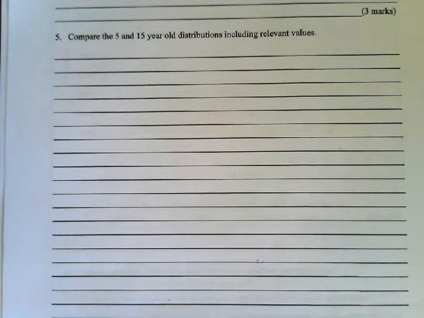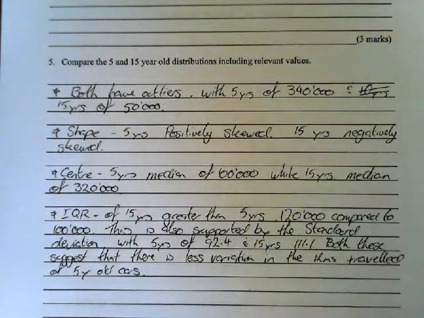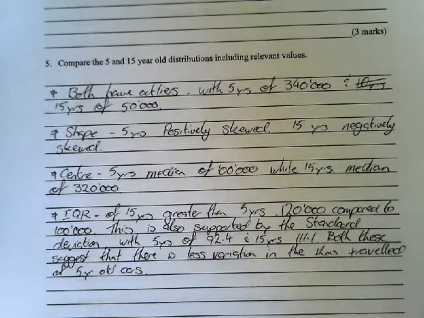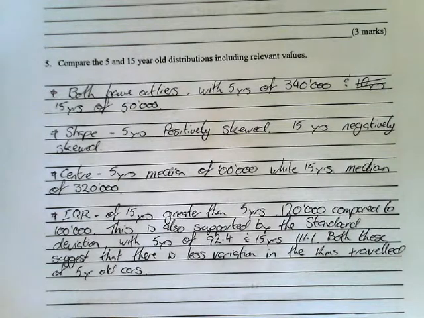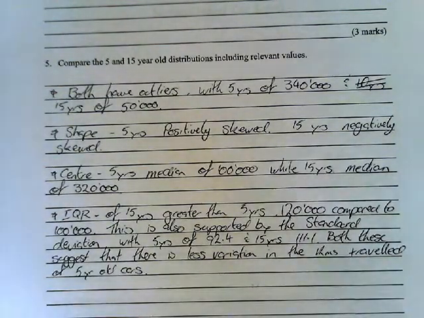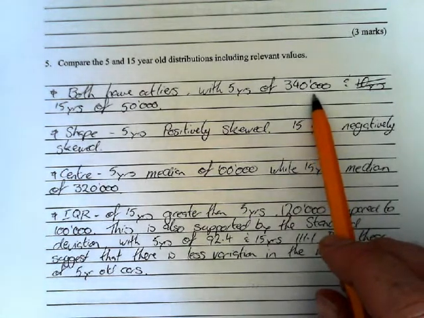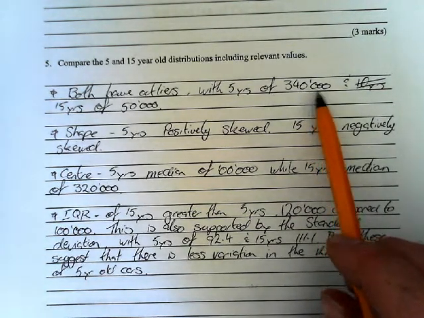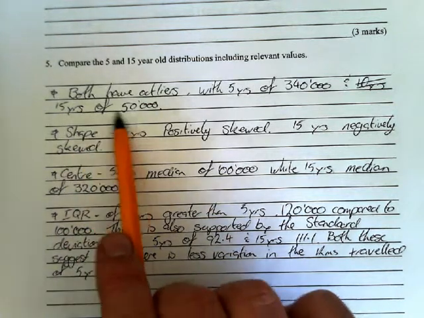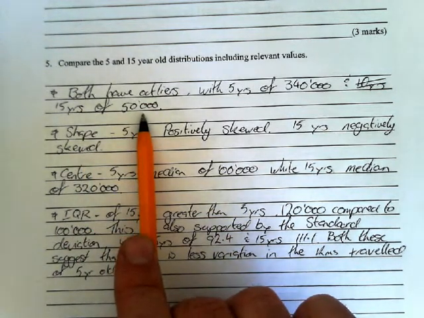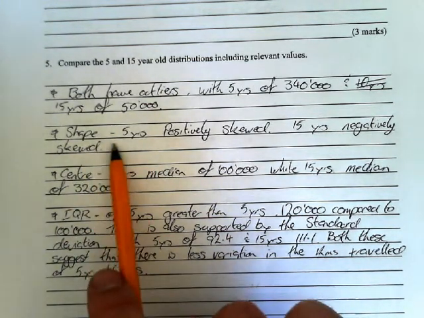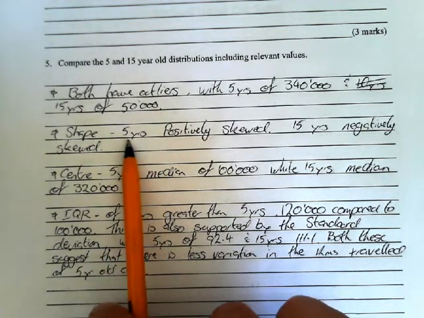Okay, onwards. There's quite a few things here, right? Like I said, it's 4 marks, so there's a few things you could say. Have a look back at the box plots. Both have got outliers. The 5-year-old car at 340,000, so someone's really thrashed it after 5 years. And the 15-year-old car, remember, owned by the grandmother, going to church on Sundays, was only 50,000. The shape of them, both different shapes. 5 years is positively skewed, 15 is negatively skewed.